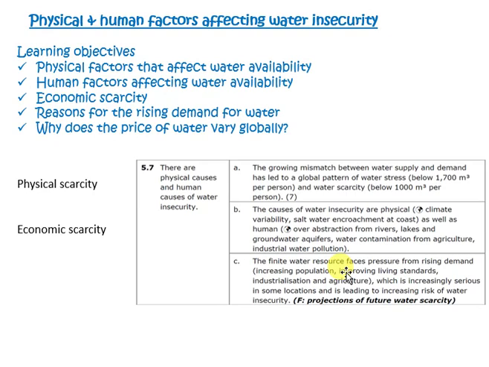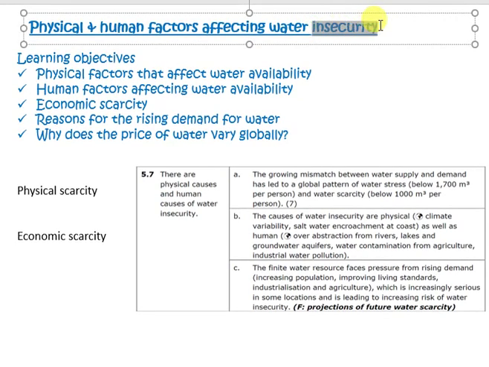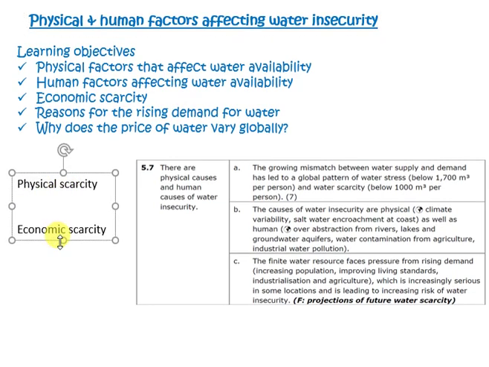So what you're going to learn in a nutshell: physical factors that affect water availability and supply, and human factors that often reduce water availability. These two things together create water insecurity. The difference between physical and economic scarcity, we're just going to jot the meaning of those key terms down. Why is demand for water rising globally? And also, why does the cost or the price of water vary across the planet? It links into all these factors.